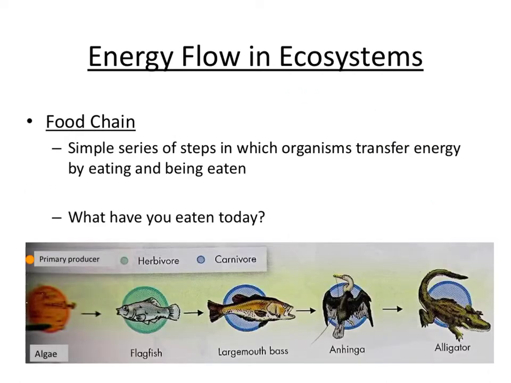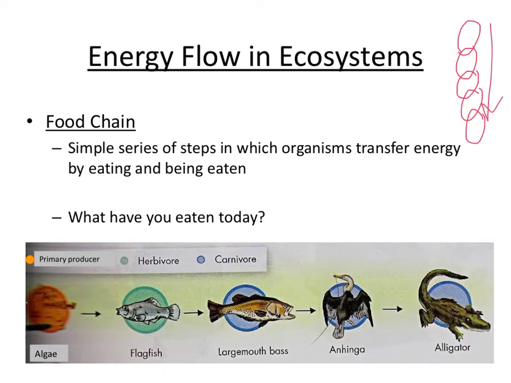Now what you saw on the last slide is a food chain. A simple series of steps where organisms are transferring energy by eating and being eaten. So every arrow on a food chain represents energy transfer from one organism to the next. Now, this is called a food chain. If you think about a chain, right, it's one link attached to the next, and chains don't generally branch. They just make this one nice path. And that's what we're looking at here.